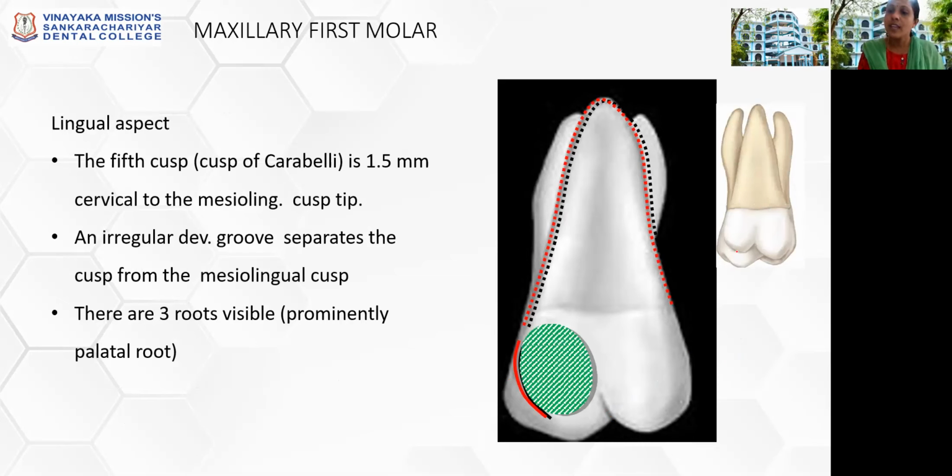Apart from that, we can also appreciate an accessory cusp which is present on the lingual surface. It is also known as the cusp of Carabelli. It is approximately 1.5 mm cervical to the mesiolingual cuspal tip. An irregular developmental groove separates this fifth cusp from the mesiolingual cusp.